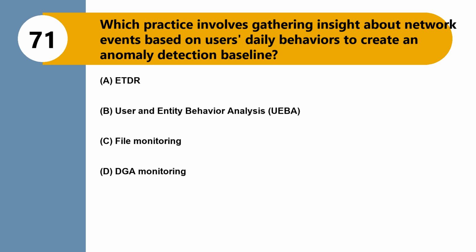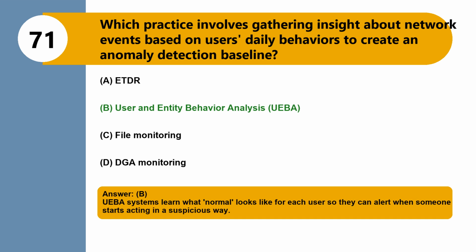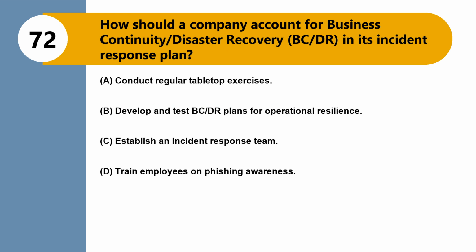Question 71. Which practice involves gathering insight about network events based on users' daily behaviors to create an anomaly detection baseline? Option A, ETDR. Option B, user and entity behavior analysis, UEBA. Option C, file monitoring. Option D, DGA monitoring. The correct answer is option B, user and entity behavior analysis, UEBA. UEBA systems learn what normal looks like for each user so they can alert when someone starts acting in a suspicious way.